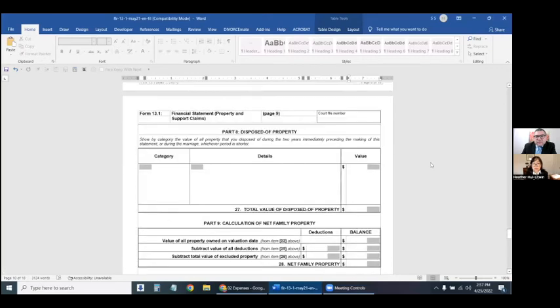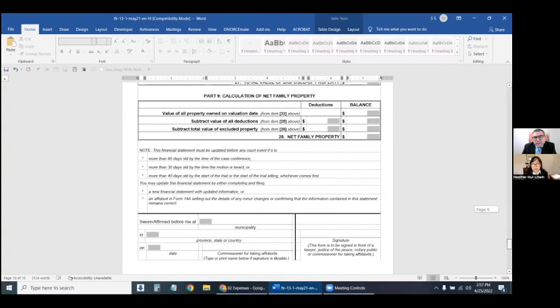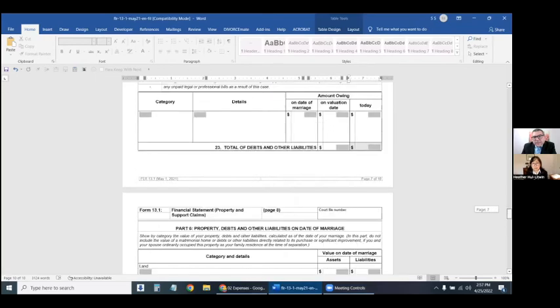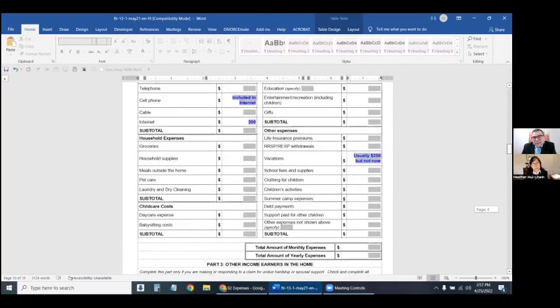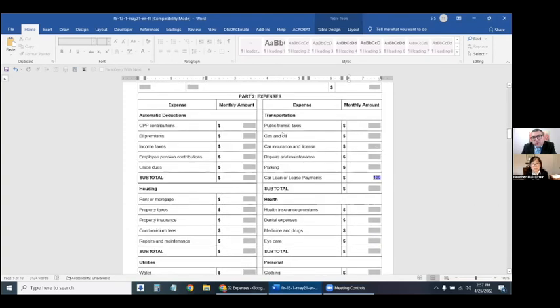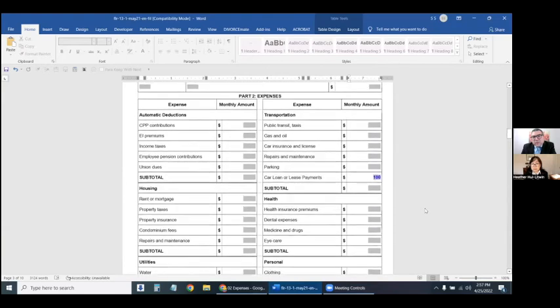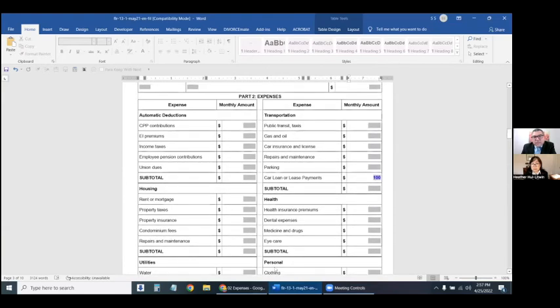Where is it? Is it on this one? Oh, they don't even have it on the form. What many people do, and it's on the lawyer's version of the form, but not here, is to duplicate this Part 2 expenses and create what's called a proposed expense budget. Most often that will arise when you're planning on moving out of a house or a home or whatever, that break of when you're going to be living on your own.